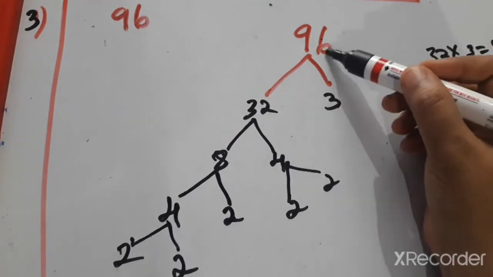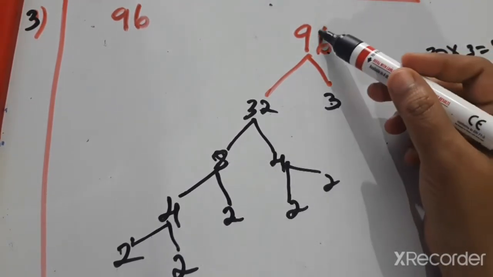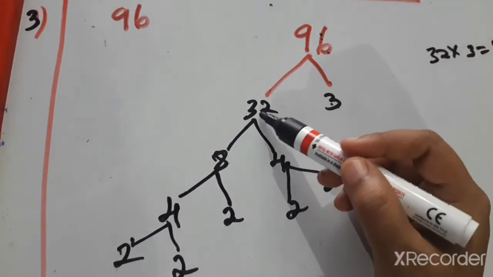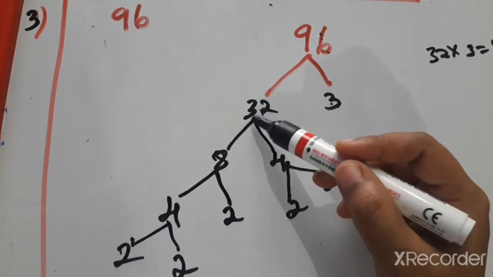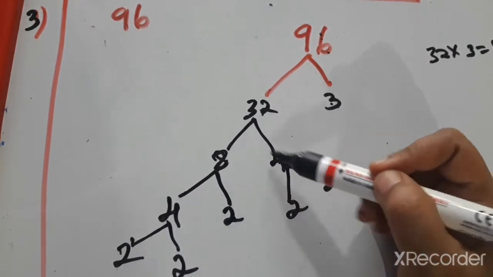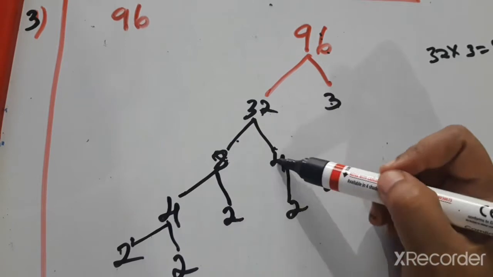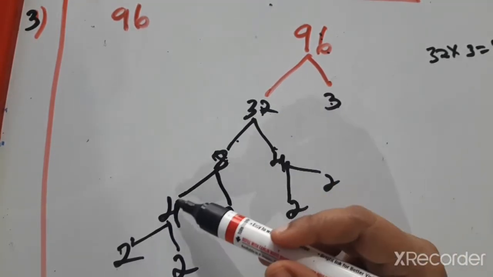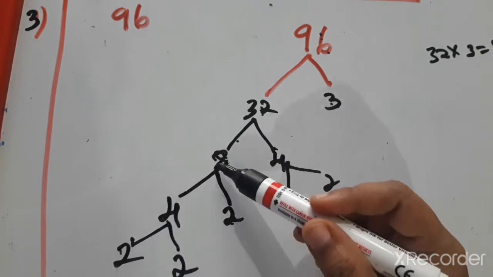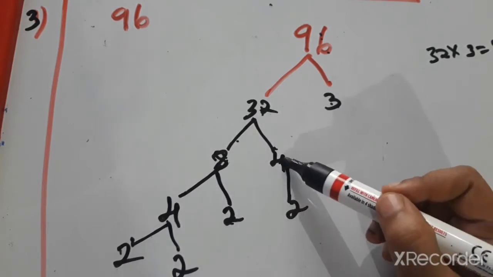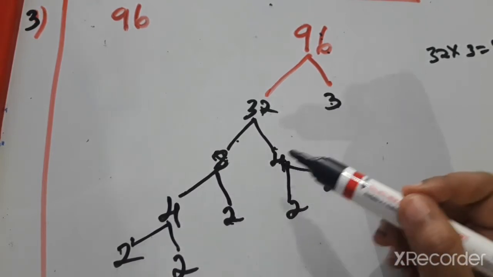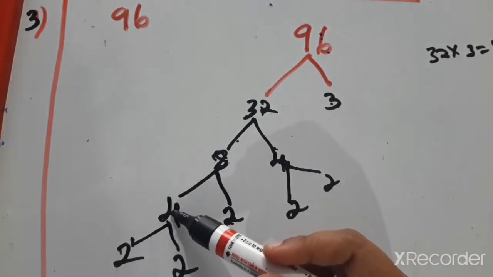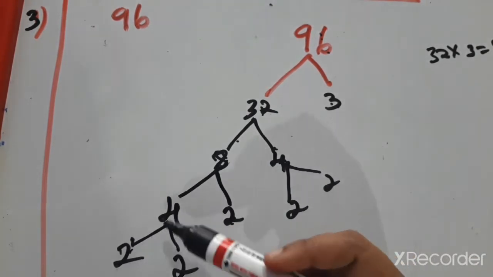Okay, 3 32s are 96. That is one branch. Then split this 32: 8 4s are 32, these are the two branch factors. 8 and 4 are composite numbers. Again split it, meaning factors of 8: 4 2s are 8. Then 4 also is a composite number. 2 2s are 4. Then split 4. 4 is a composite number. 2 2s are 4.